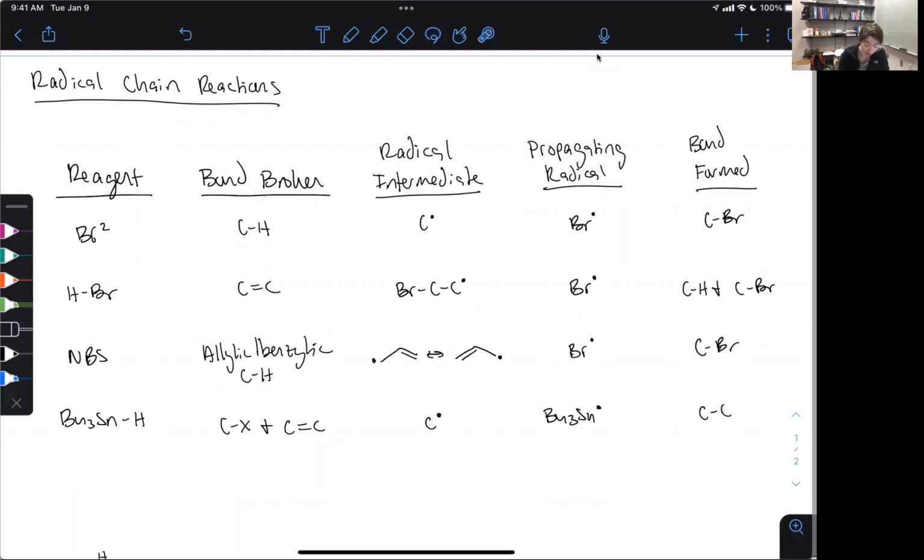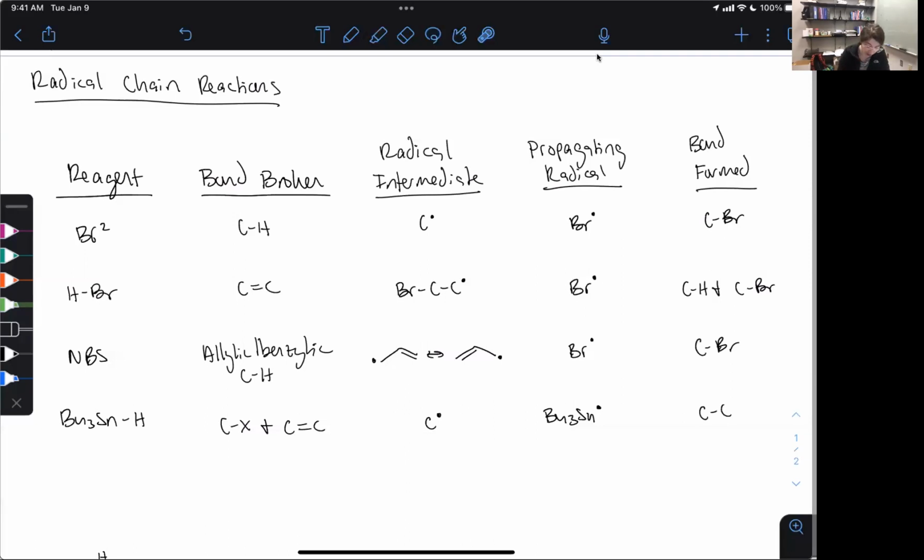So the important thing to know about radicals is they are not like the polar mechanisms that we've been doing so far. We're not talking about electron pairs moving. We're talking about single electrons moving. So keep in mind that it takes 2 electrons to form a sigma bond. So we're going to need to have something happening to make it so that one electron is going to meet up with another electron to form a bond.